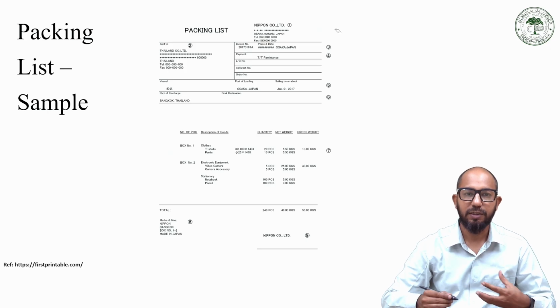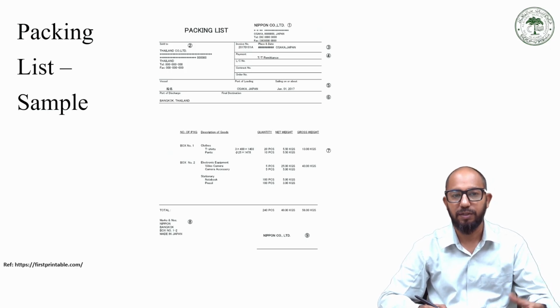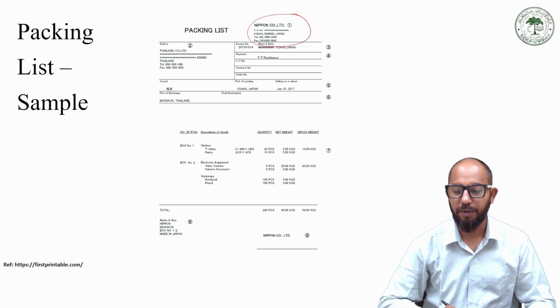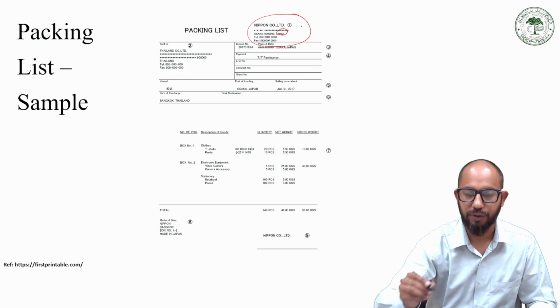Dear students, let us now see a sample of a packing list. If we see the packing list, the company which is packing is mentioned over here, that is, Nippon Company Limited, which is originating from Japan.